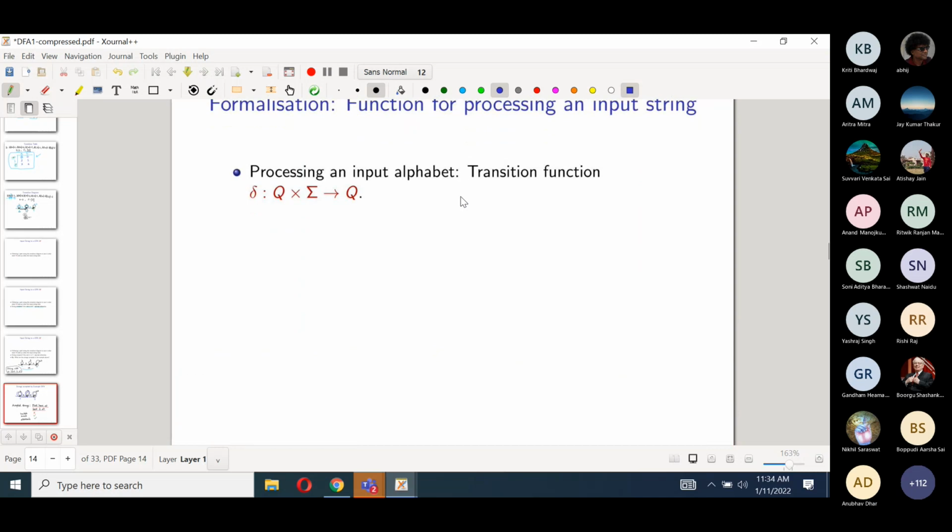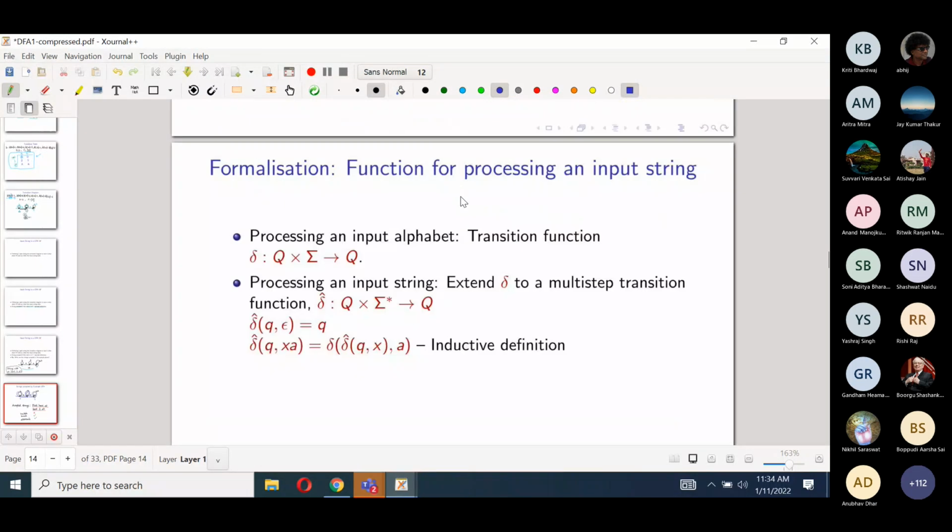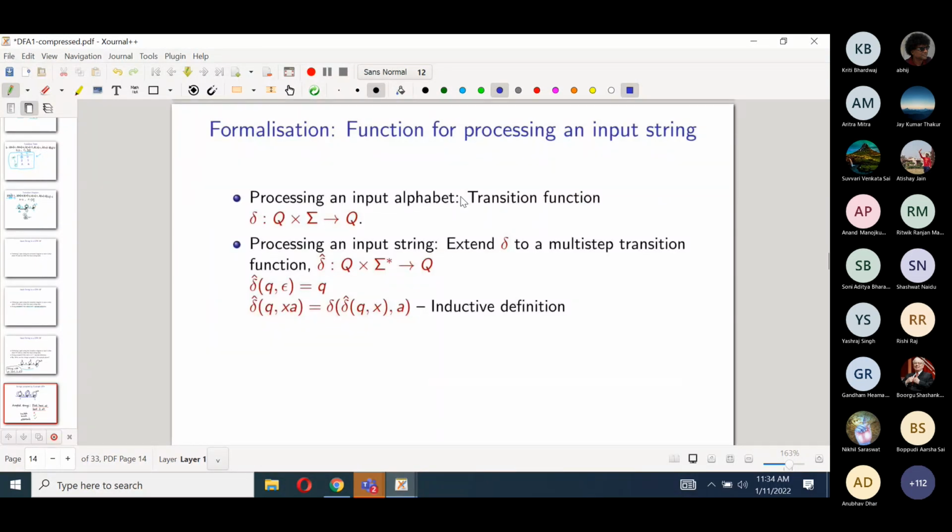So as I said, processing one input alphabet is formalized by the transition function. Now I need to extend this transition function to a multi-step transition function to capture these paths, the multi-step transitions that are happening. If I read a particular string as input, this has to be captured by the following mapping. I'm calling it delta hat. It's an extension of delta, which takes as input a state Q and a sigma star, and it outputs the final state. This is how you can visualize it.